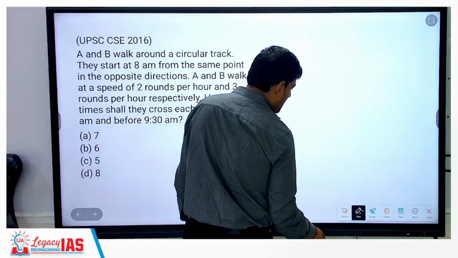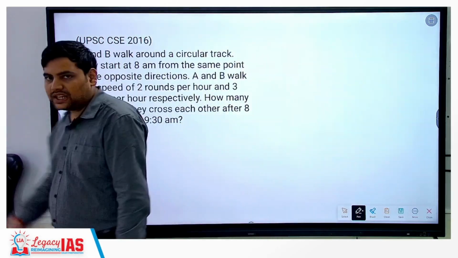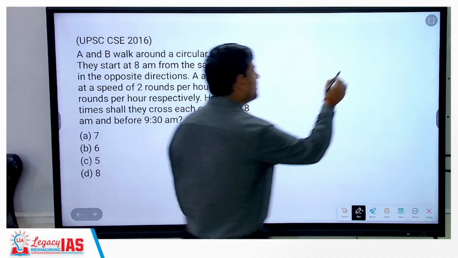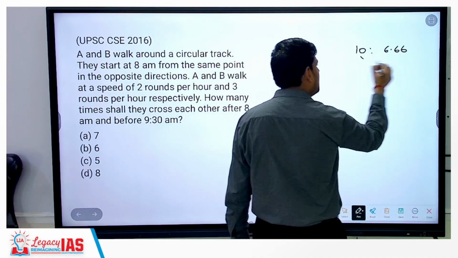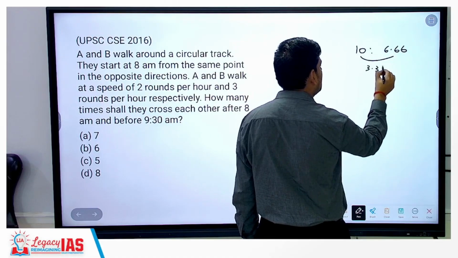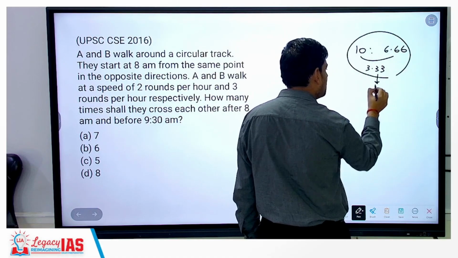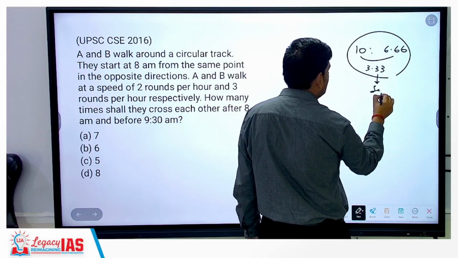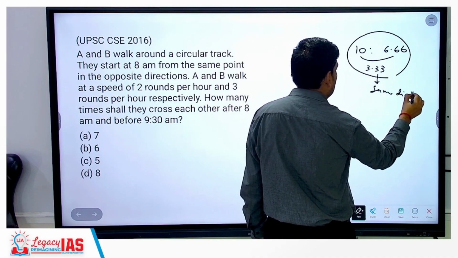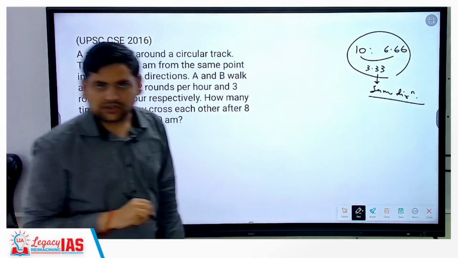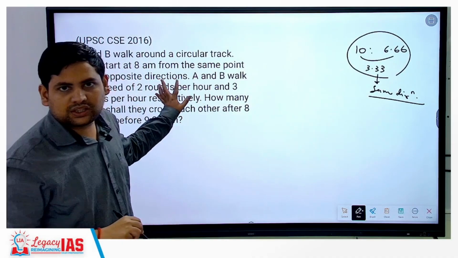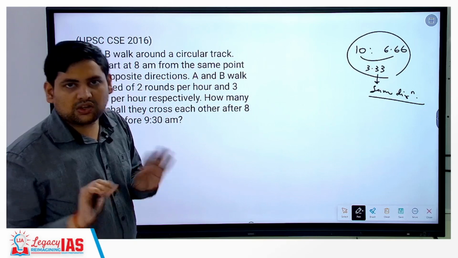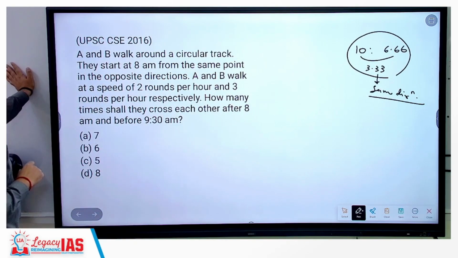Now in the first one we were taking the difference, as we got 10 here and 6.66 here, then we took the difference and got 3.33. Why did we take the difference? Because they were going in the same direction. Now see this question, in this they will be going in opposite directions, so we'll have to take the sum of them. Okay, so let's see this.